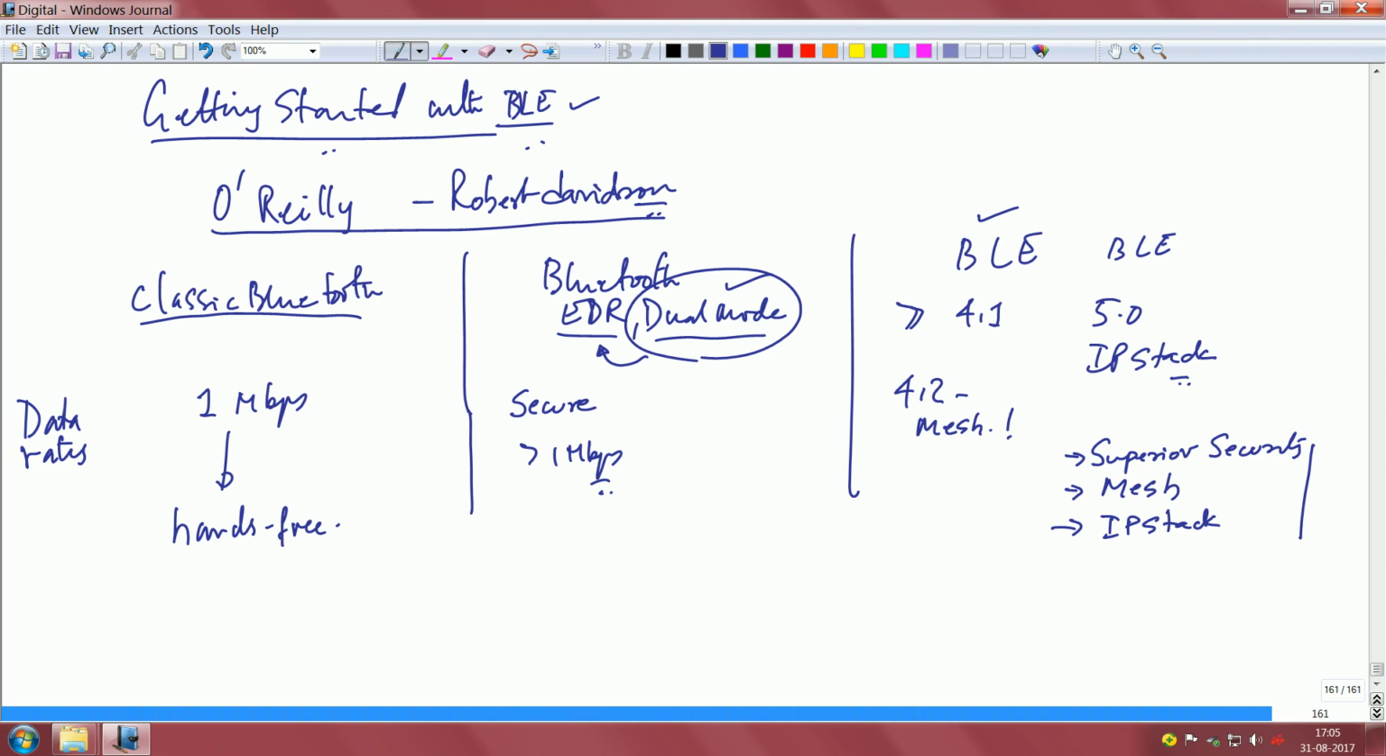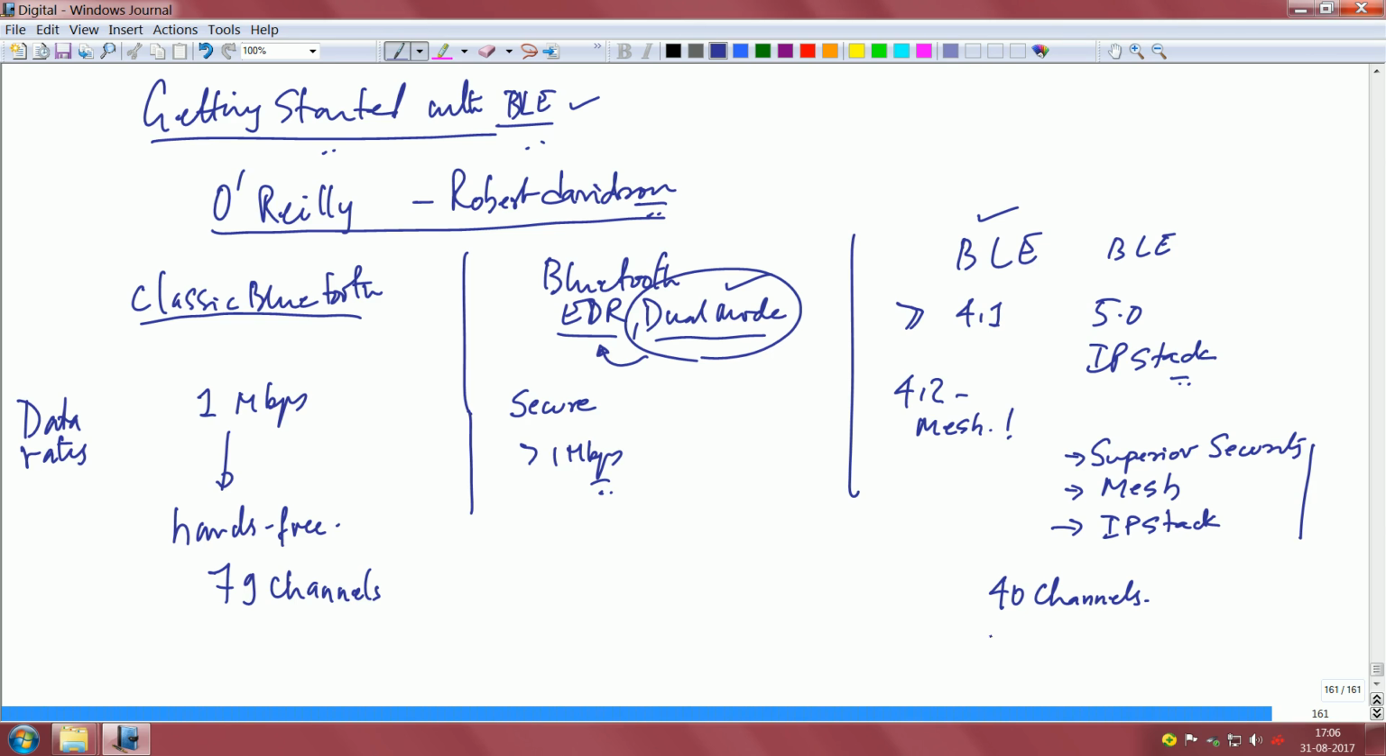Apart from this, in terms of channels, the classic Bluetooth had 79 channels, whereas BLE actually has only 40 channels. There are differences in how many you can use for advertisement purposes. There were only 3 in the earlier case, and currently there is no restriction on the number of channels that can be used for advertisement. So that is a very important thing.